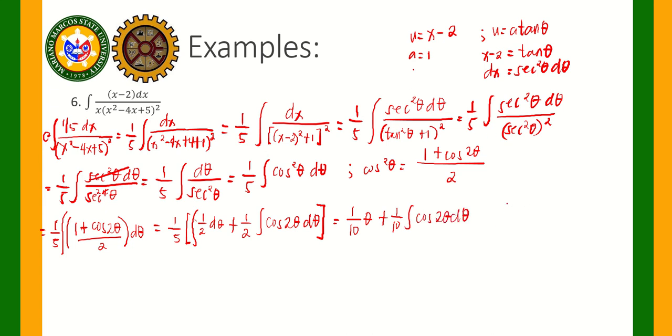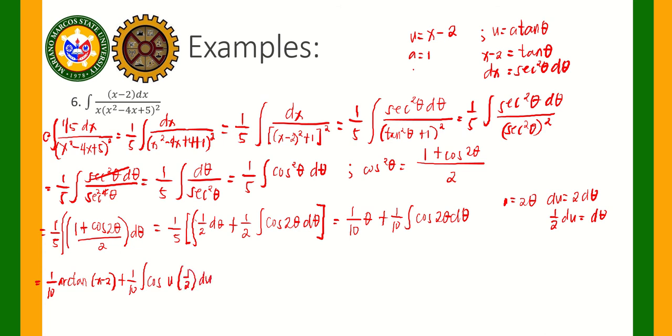Now, let u here. Let u be equal to 2 theta. du will be equal to 2 d theta. So, 1 half du is equal to d theta. So, let's substitute here. So, this will be equal to 1 over 10. And, we solved earlier that theta is equal to arctan of x minus 2. So, arctan of x minus 2. And then plus 1 over 10 the integral of cosine u times 1 half du. Okay?